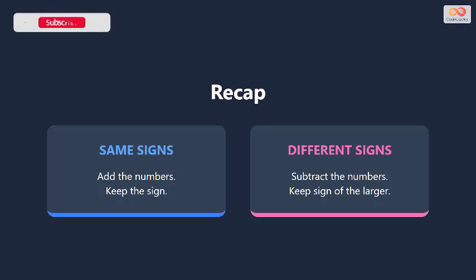To recap, check the signs first. If they are the same, add the numbers and keep the sign. If they are different, subtract the numbers and keep the sign of the larger one. With these 2 rules, you can add any integers.